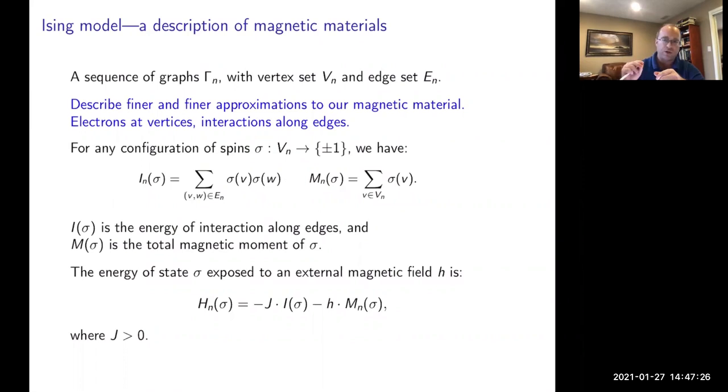So h is just a scalar, an external magnetic field. If your spins are pointing very much in the same direction as h, then that'll bring your energy down. If they're in the opposite direction, it'll bring it up. And so this is the energy, okay?